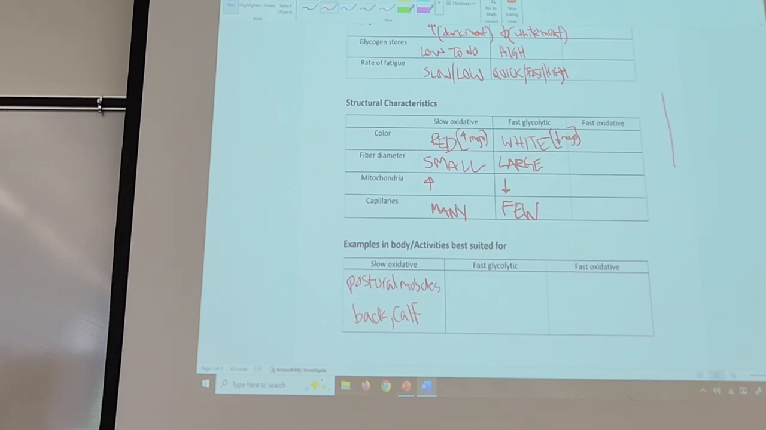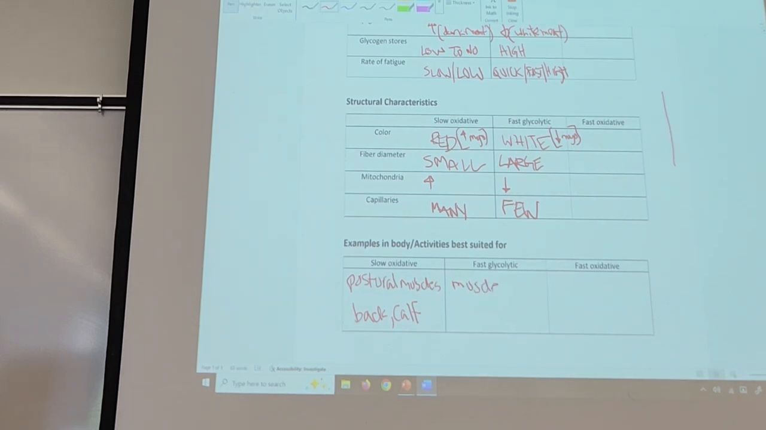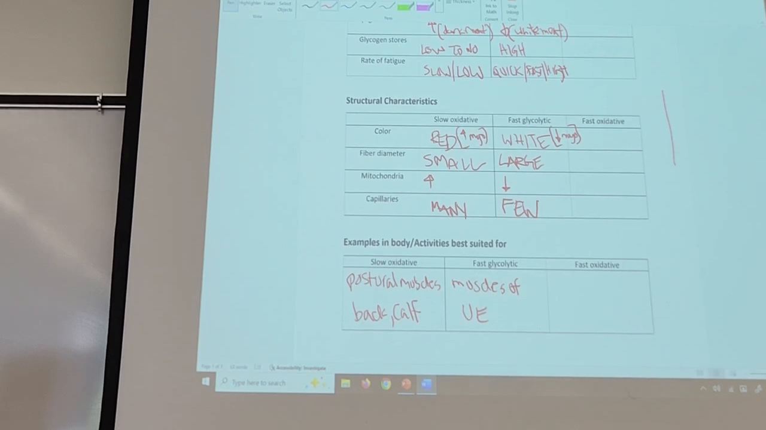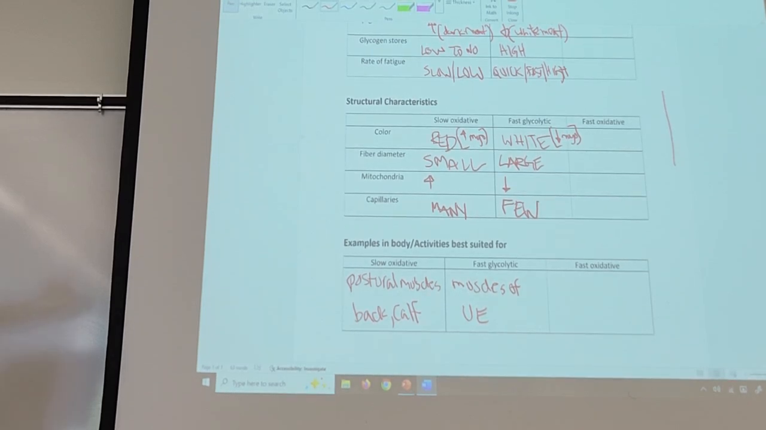Fast glycolytic fibers you want to use for things where you need a lot of force fast, but you don't need it for very long. Okay? So for fast glycolytic fibers, we can say muscles of the upper extremity, UE. So your arms. You got to grab a gallon of milk out of the fridge, you can do that. You probably can't hold your arm out there with a gallon of milk in it for very long because your arm's going to start to poop out. But for you to be able to grab it and lift it and put it on the counter, you can easily do that. Short bursts of activity for fast glycolytic.